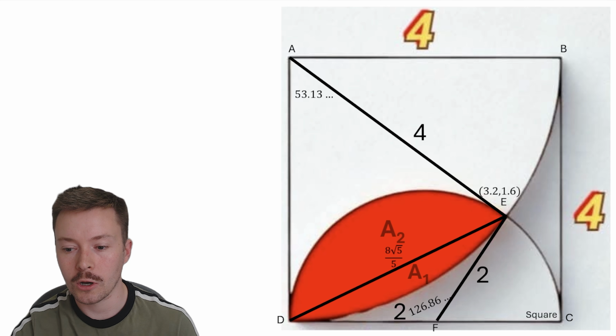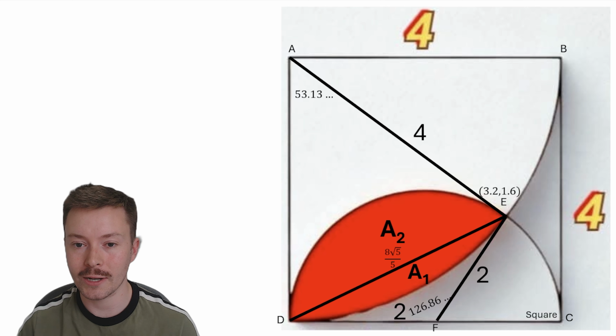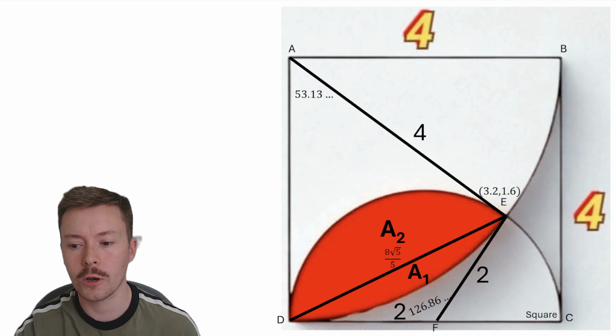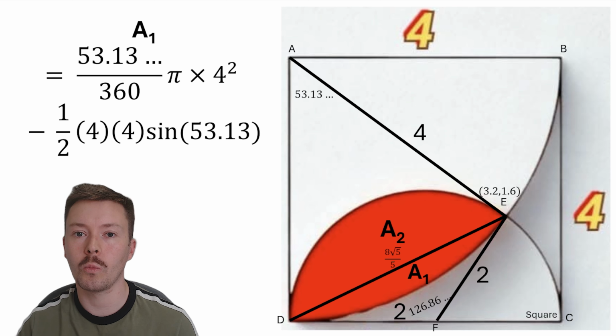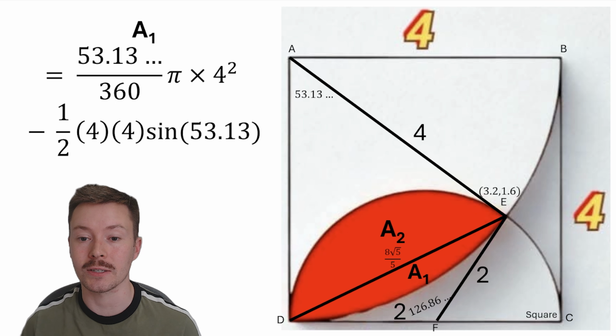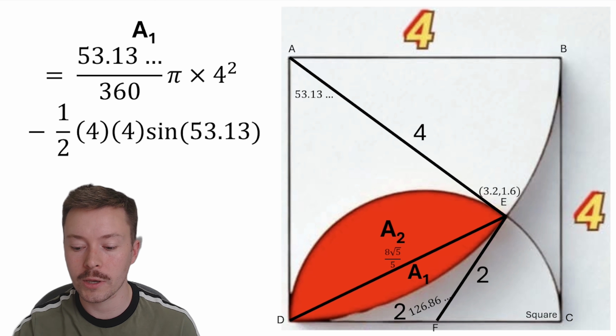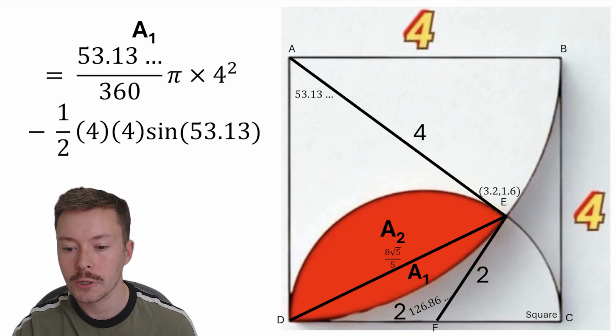Now, I'm going to start by labeling each red side, each red area, either side of that line. So I've got A1, which is the lower side, and then A2, which is the larger upper side. So I'm going to start by working out A1. Now, A1, I'm going to work it out by doing this. So angle over 360 times pi times radius squared will give me the area of the sector. Okay, and then I'm going to take away the area of the triangle DFE by doing a half AB sine C. That will leave me with the area of the segment A1.